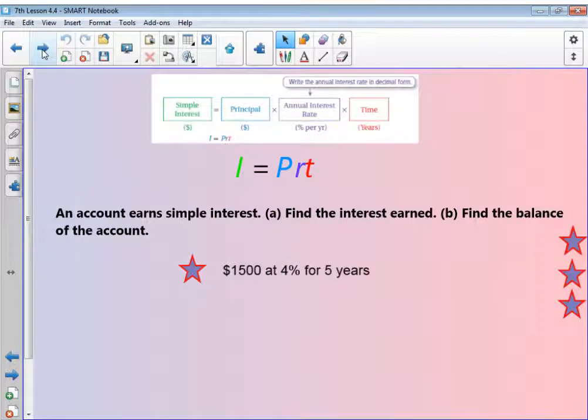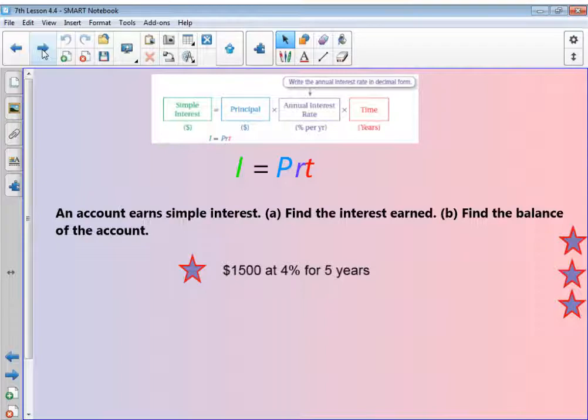So the first thing is we have to break down what the formula is. Our simple interest is basically the amount of interest that we pay per year. So it's not adding on interest from previous years. This is the most basic form of solving for interest.